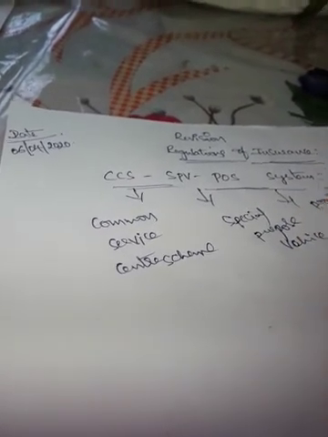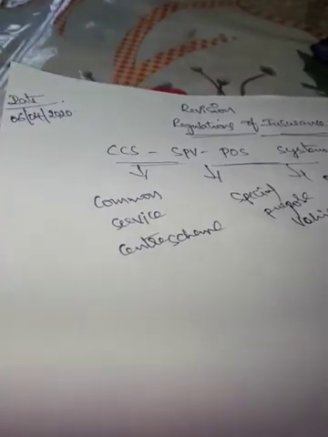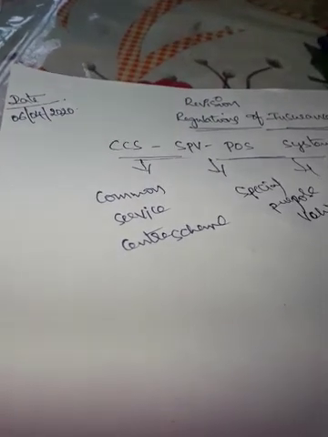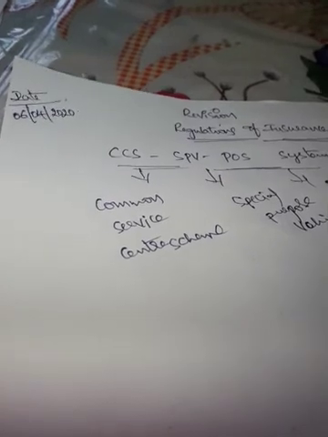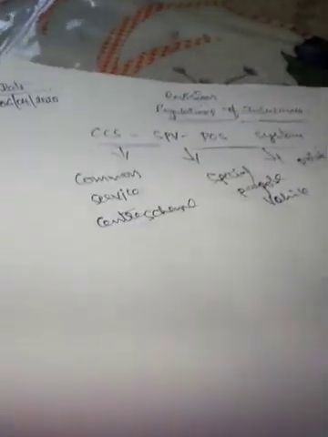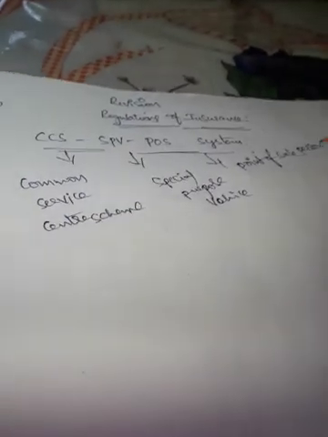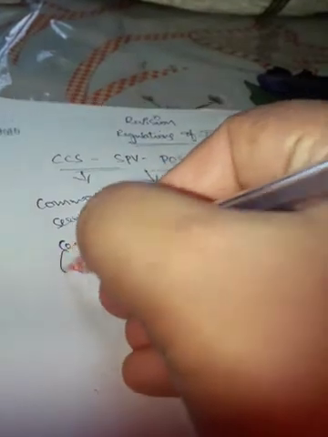So these are the different systems which are introduced as part of insurance. So what are the common service center scheme, special purpose vehicle, and point of sale? POS means point of sale person. First of all, we need to know what is CCS, the common service center scheme.